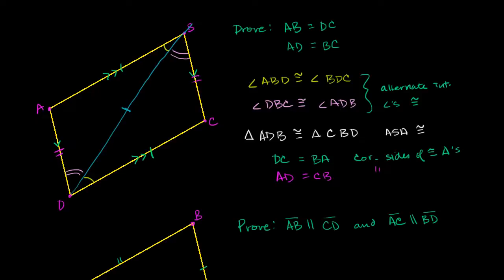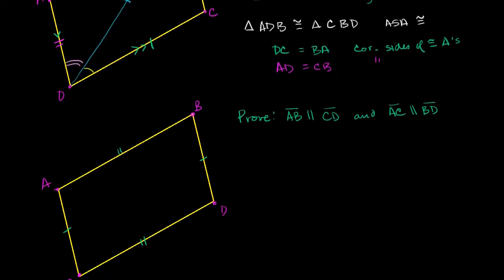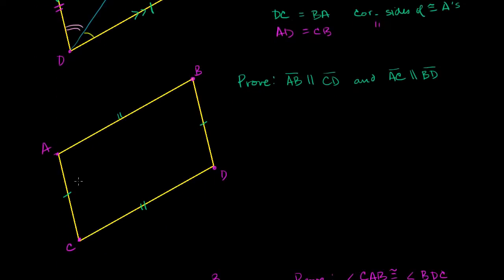Now let's go the other way. Let's say that we have some type of a quadrilateral, and we know that the opposite sides are congruent. Can we prove to ourselves that this is a parallelogram? Well, it's kind of the same proof in reverse. So let's draw a diagonal here, since we know a lot about triangles. That's the hardest part. That's pretty good.